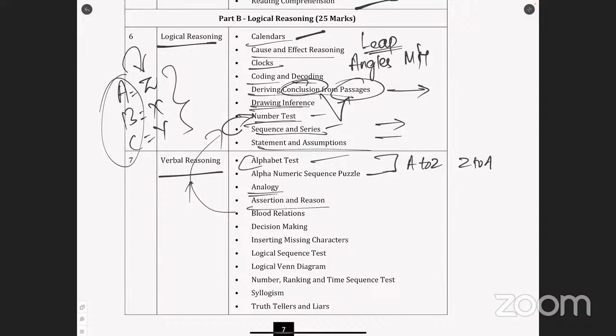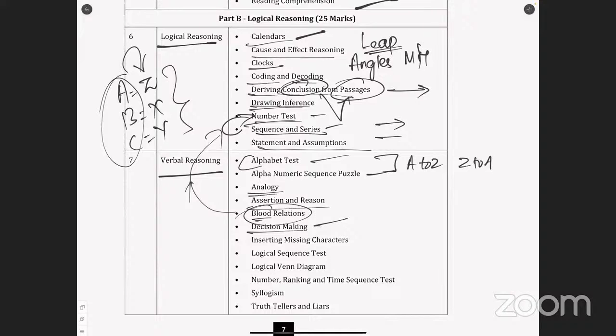Then one of the most interesting topics in the entire syllabus, that is blood relations, wherein, as the name itself says, you will be questioned on the relations between the parties in the question. That is why it's called blood relations. We'll have to find out what is the relationship between the parties in that case. Then decision making, a very important topic, but it's very difficult to ask questions from this topic because it's kind of descriptive in nature, but nevertheless we'll be looking into that.